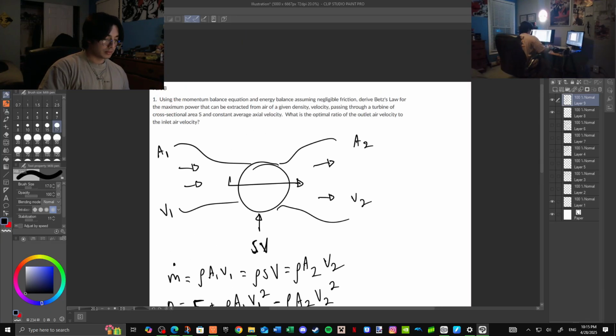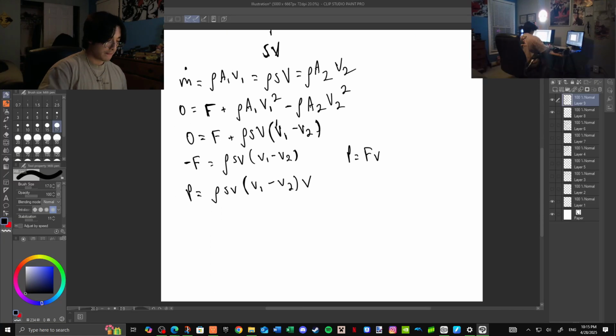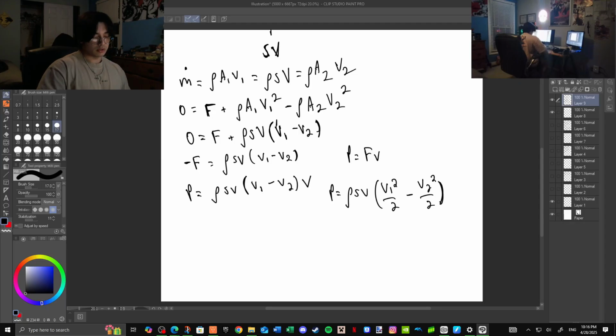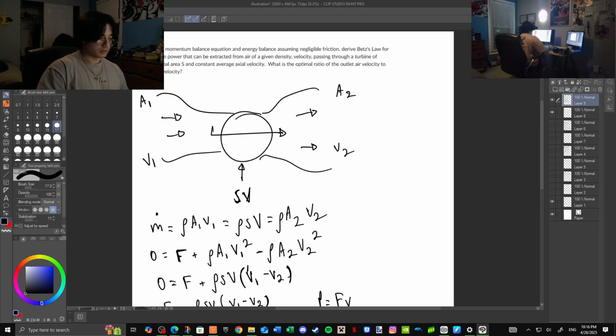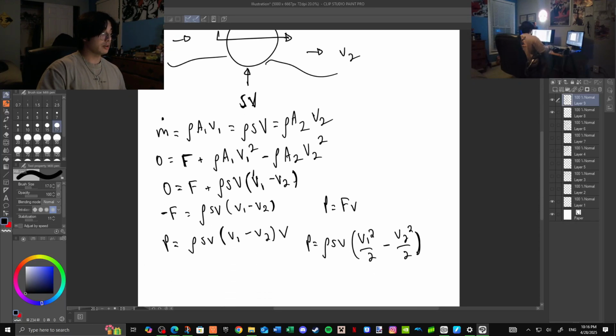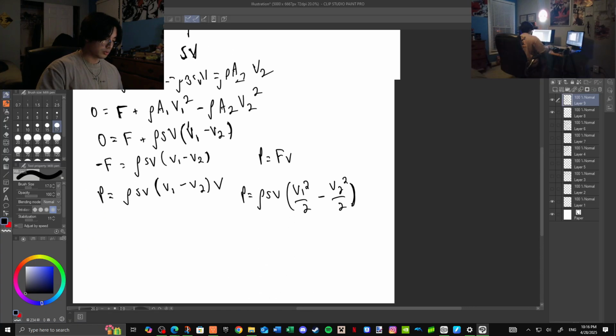And so we need to remember that there is negligible friction, right? So we can actually write an expression showing that. That expression will be rho S V times V1 squared over 2 minus V2 squared over 2. And so this is assuming that there's no friction and that all the kinetic energy from the air in and air out is converted into power.